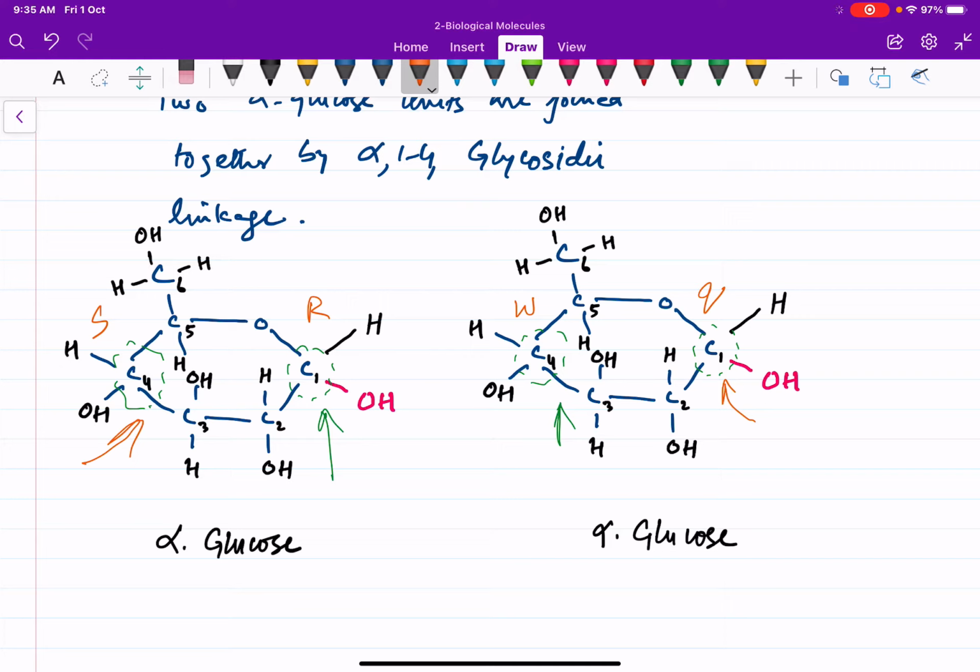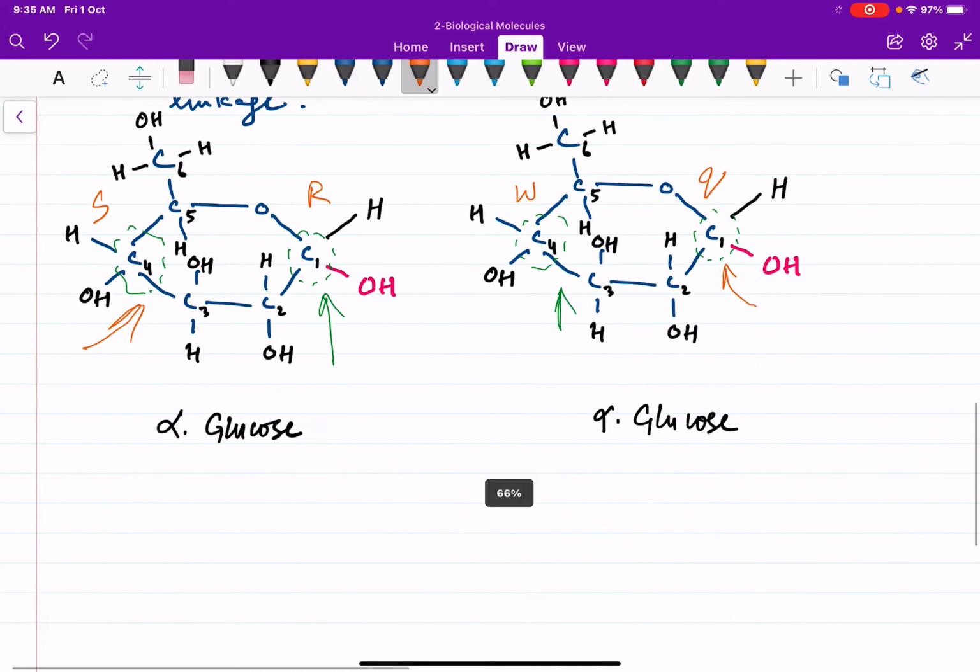Can it be between S and Q? No. Or yes? Yes. S is carbon number 4, and Q is carbon number 1. So there could be a bond between S and Q, and between R and W. Okay, so there are two possibilities here. However, we discuss this R and W.